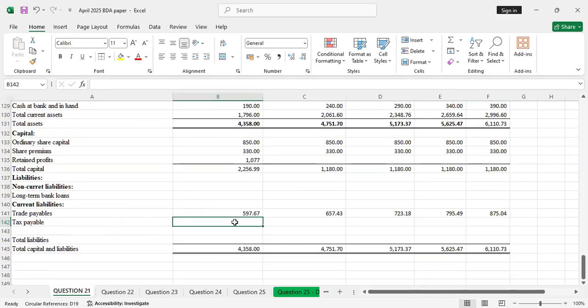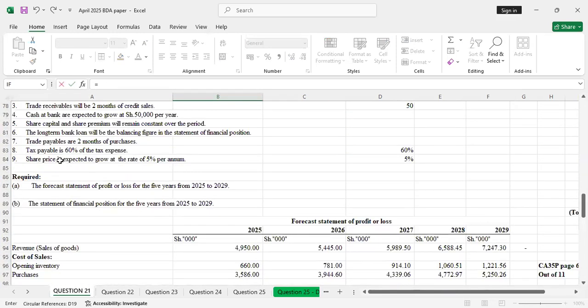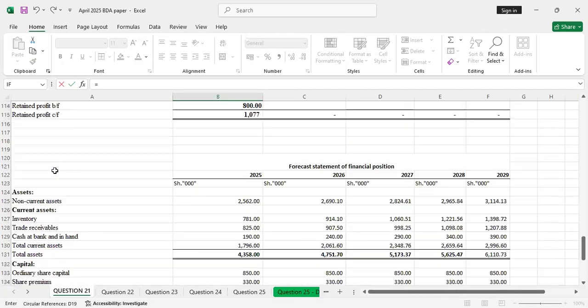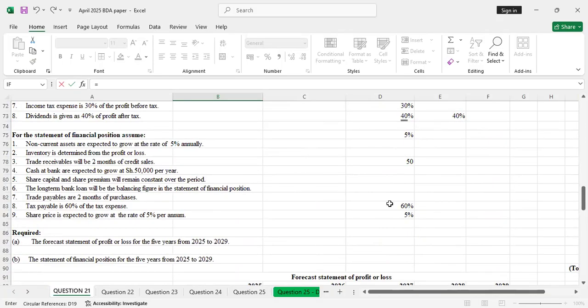Then tax payable. What are we told about tax payable? We are told that tax payable is 60% of the tax expense. So what was the tax expense? The income tax expense. Tax payable is 60%. So you just come here and say equals to, where is that 60%? I just want to select it. So you take 60% of the tax expense.